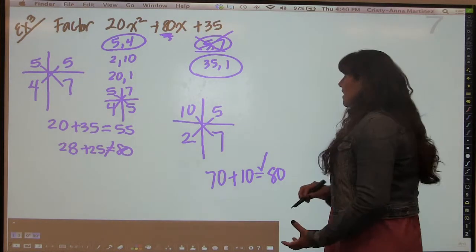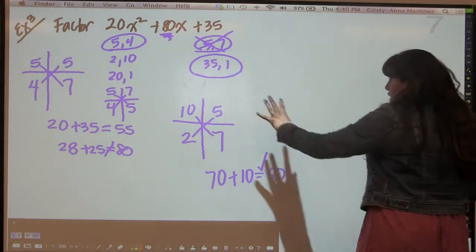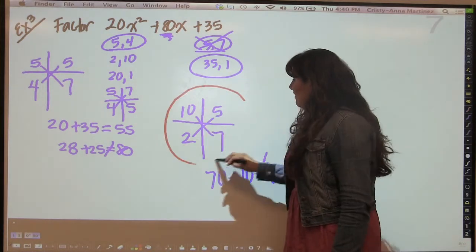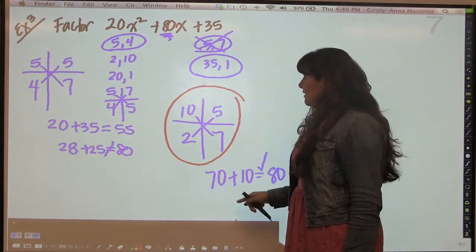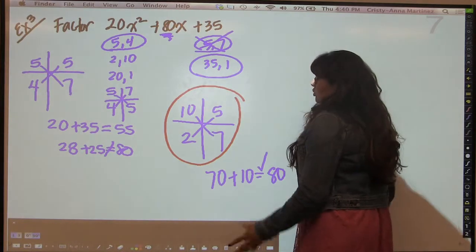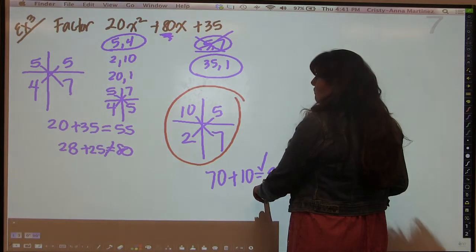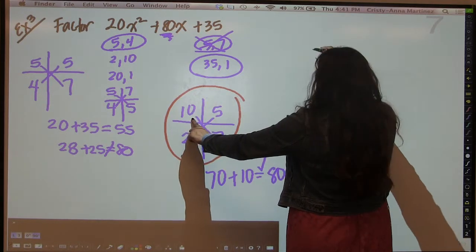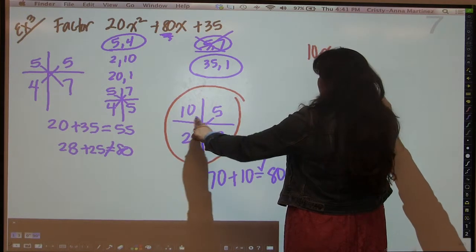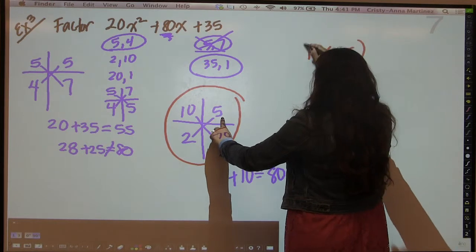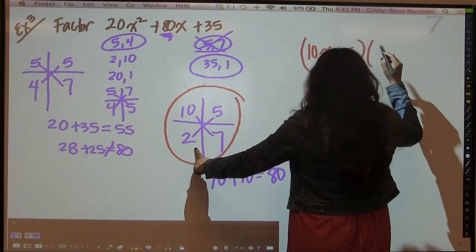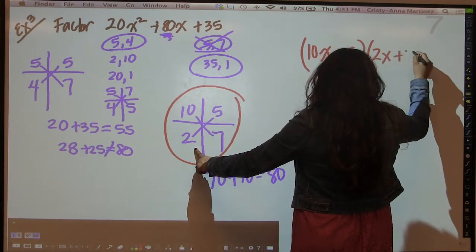But remember, you're never done until the grid all makes sense. You have to make sure that the diagonals add up correctly to the middle term before you claim that you're done. So once that happened, we got the 80 that we're looking for. Now it's going to be 10x plus 5, and then we have 2x plus 7.